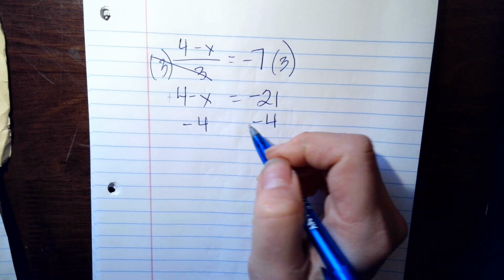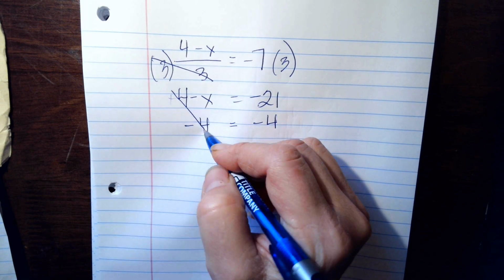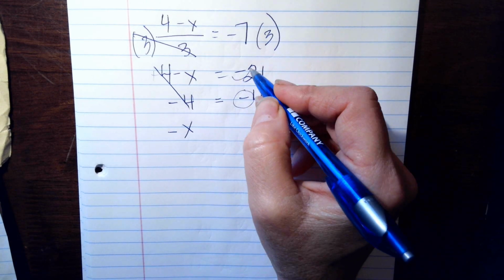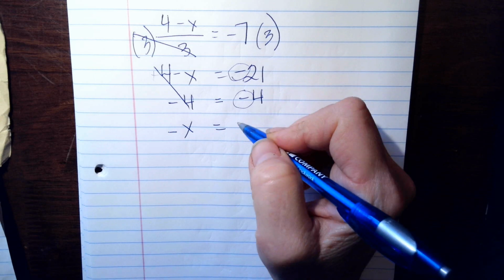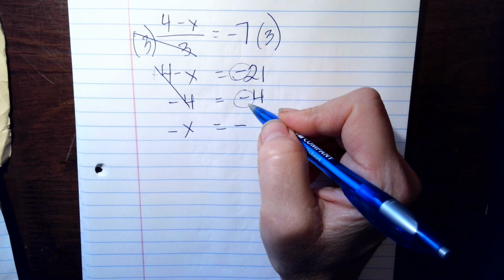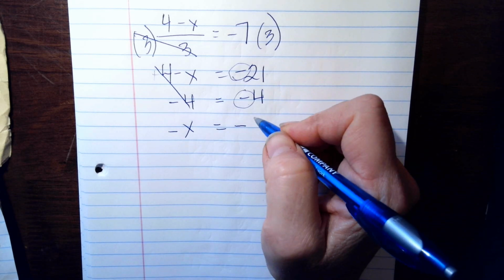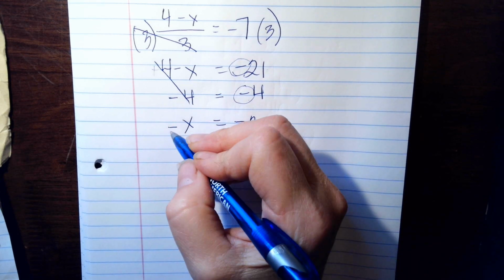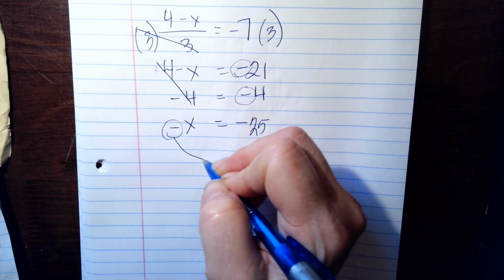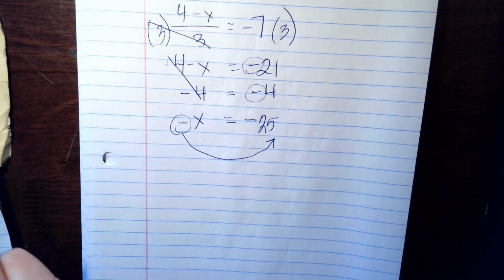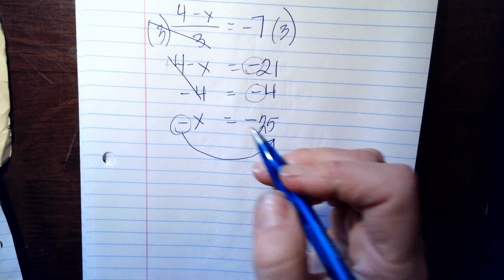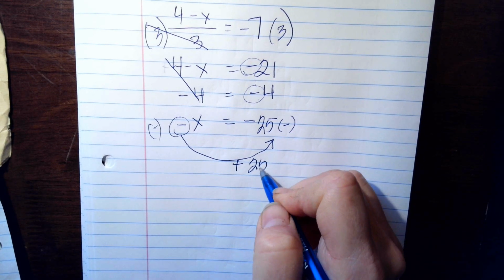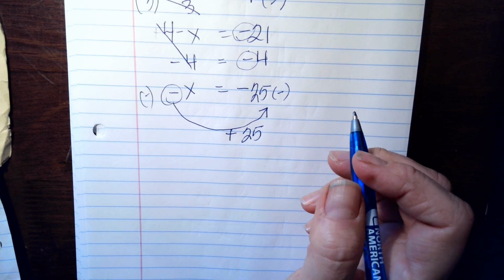Anything you do to one side, you do to the other. This cancels each other out. And then you're left with the negative x on this side. And then this one you have biggest integer wins the sign. My biggest integer is negative. And I have a negative and a negative, so I add these together. 21 plus 4 is negative 25. Now, when I have a negative x, I cannot have that, so I have to transfer my negative over here. Basically, what you're doing is you're multiplying by a negative. 2 negatives make a positive, so it's positive 25.